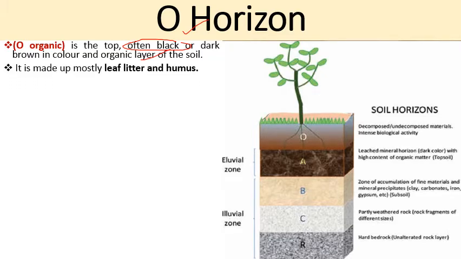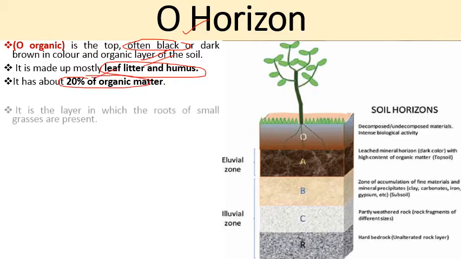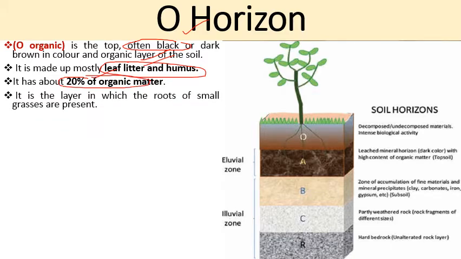It is made up of mostly leaf litter and humus, and it can be differentiated into two layers, that is O1 and O2. So it has about 20% of organic matter. So maximum organic matter is found in this layer. It is the layer in which the roots of small grasses are present. So जो छोटी छोटी grasses हैं उनकी roots इस layer तक present होती है, the uppermost layer, and it can be divided into O1 and O2 layers.